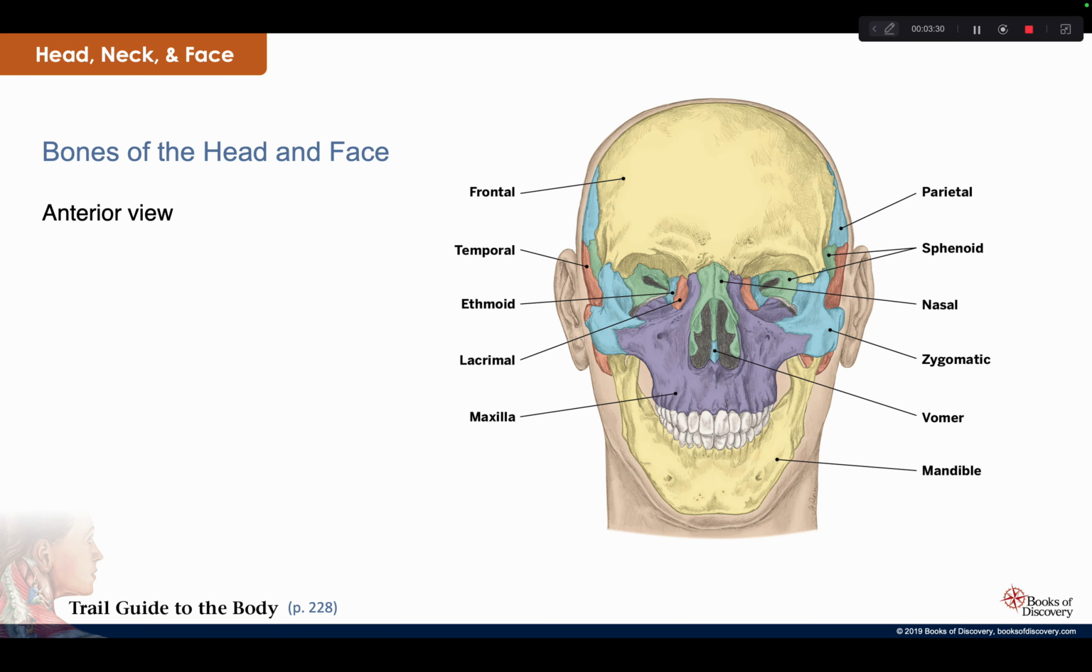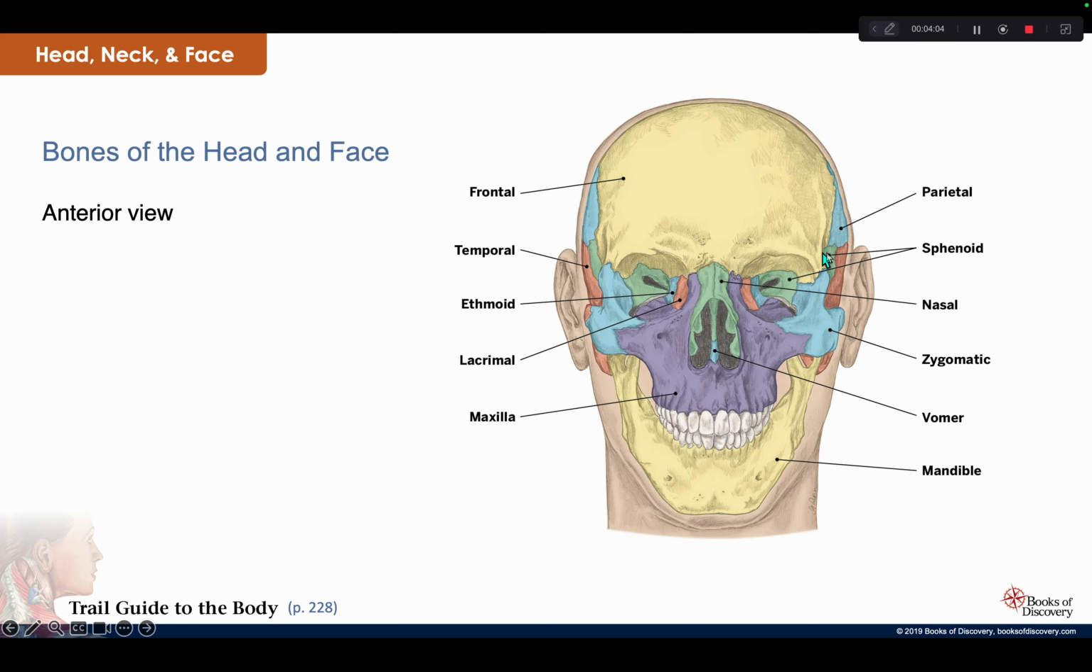So here are the main bones of the face. This is the anterior view, so front view. The first one I'm going to go over is the large one on the front, your forehead. That would be your frontal bone. On each side, you're going to have two parietal bones. So I'm jumping over to the right side of the screen. And then right around your temples, on each side, you're also going to have an orange temporal bone.